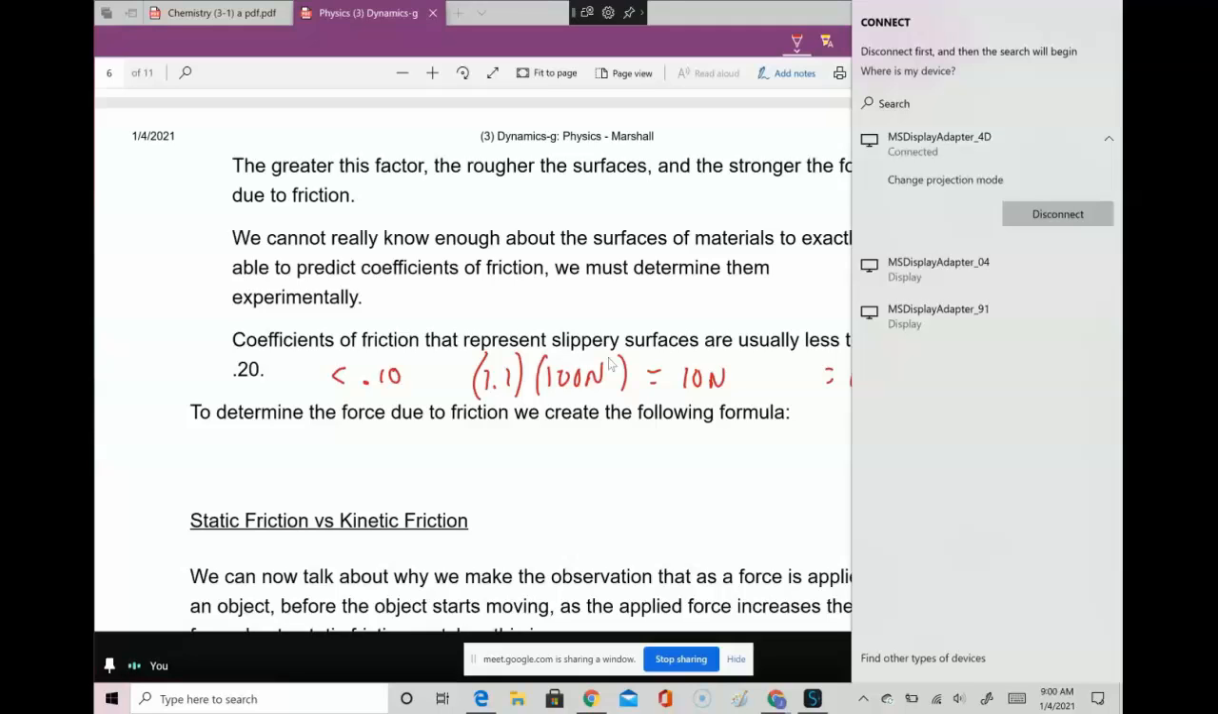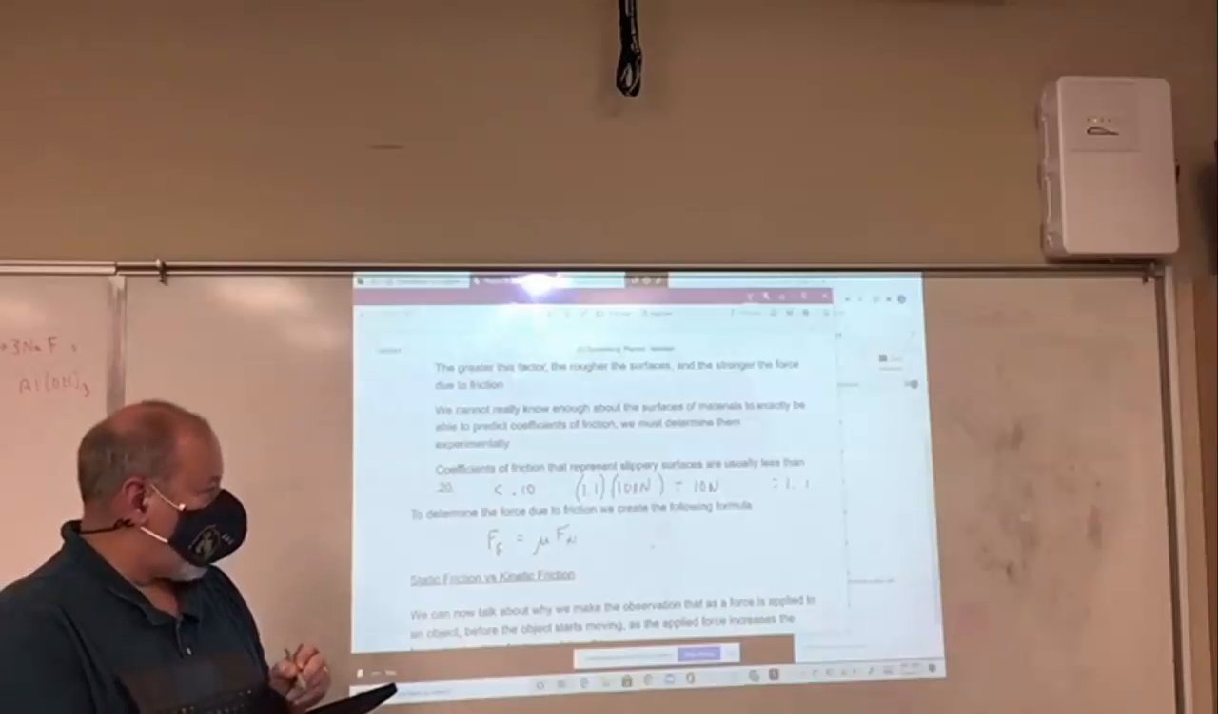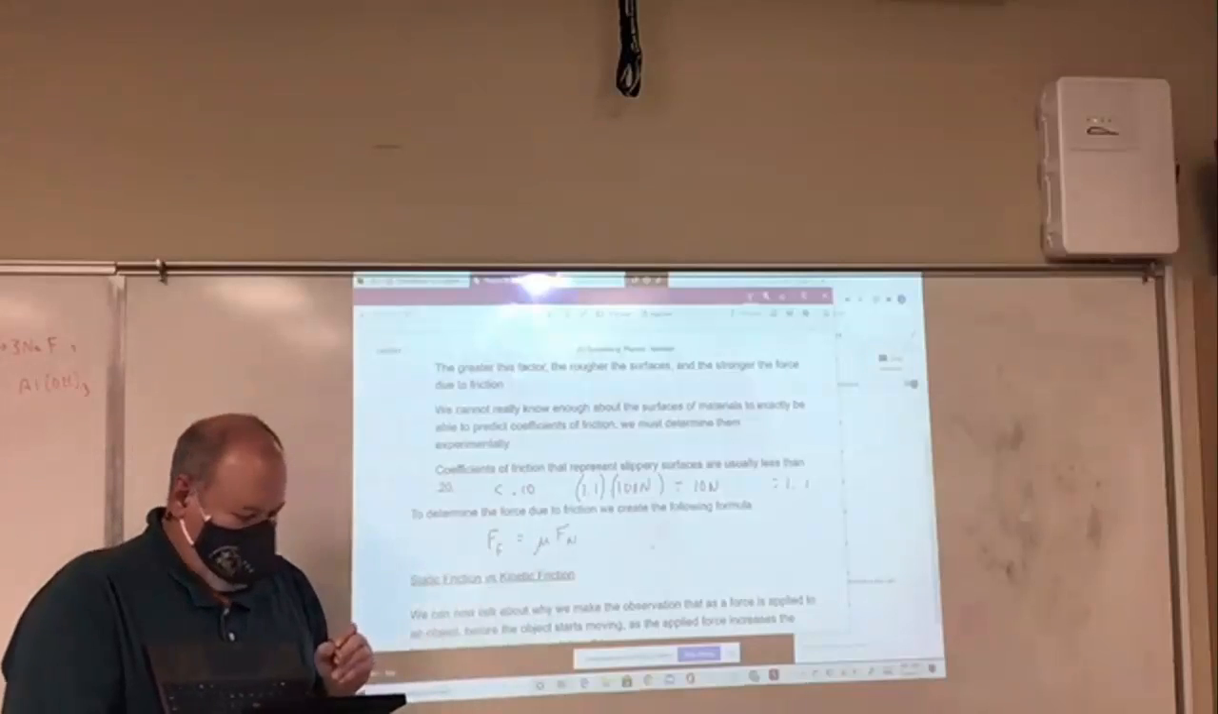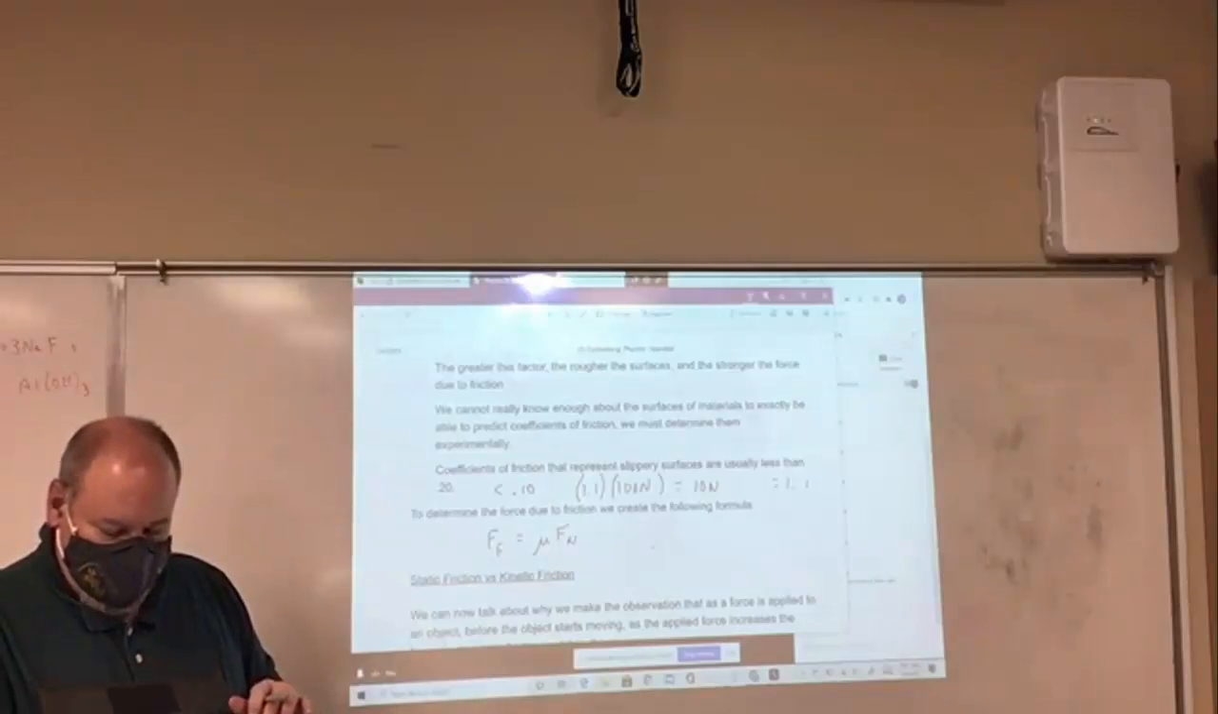Okay, there we go. Just a couple more minutes here then. What we're going to do is create a mathematical formula that determines the force due to friction. Force due to friction equals the coefficient of friction, which is mu, times the normal force.